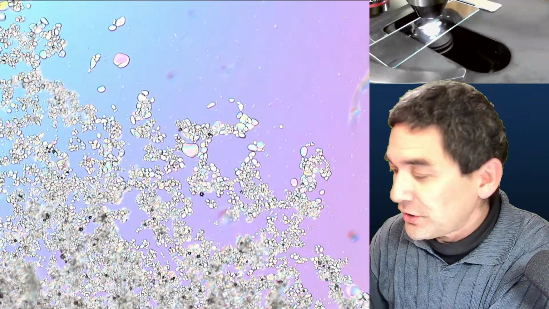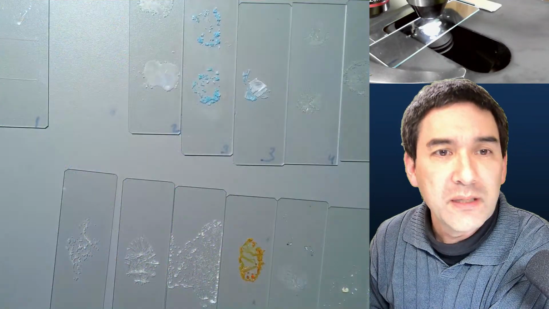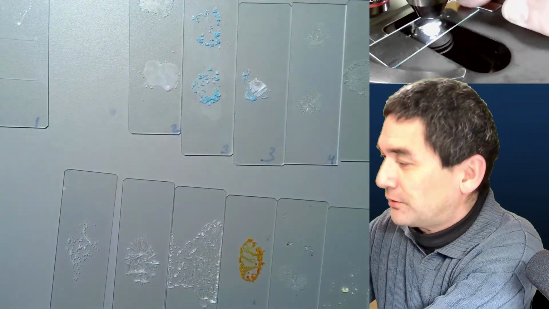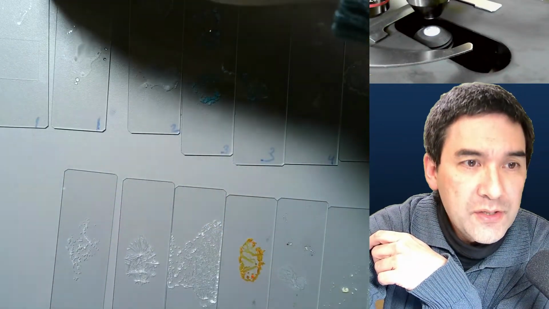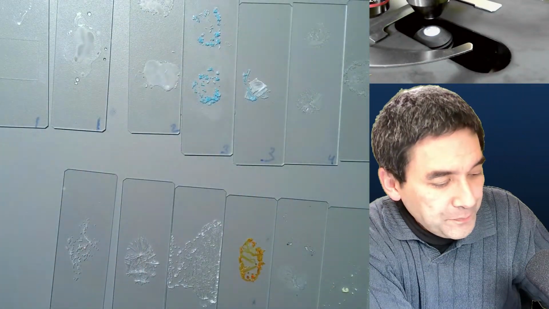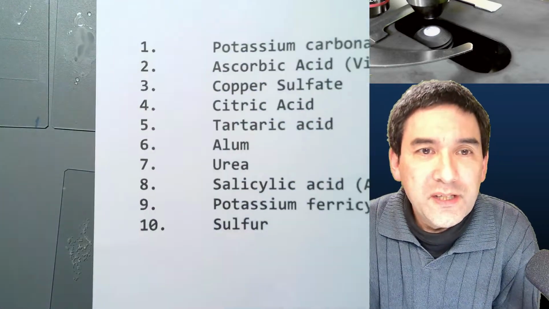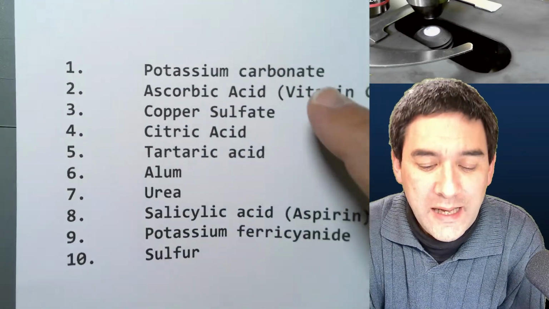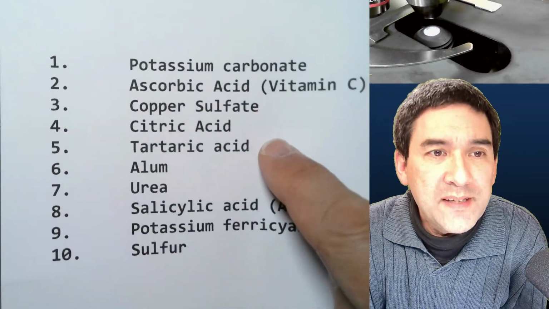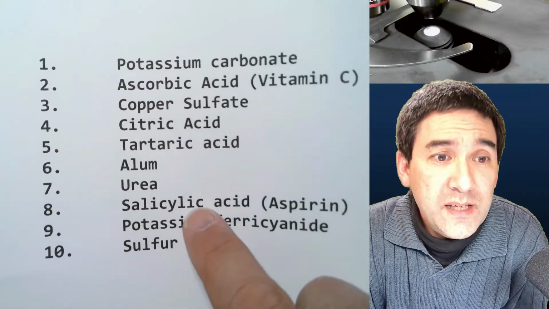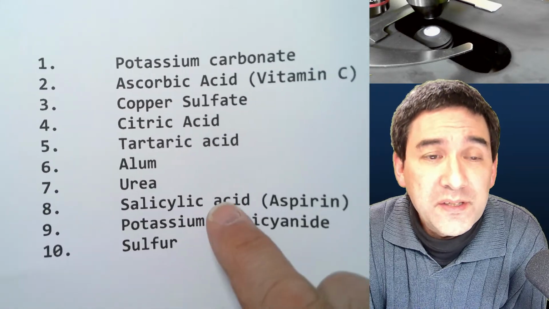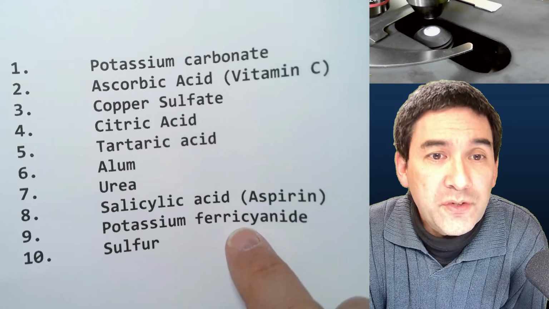What I'm going to do first, however, is run you through some of the substances that I actually have got. Let me remove this slide here, and you can see numbered slides here. These are the substances: potassium carbonate, ascorbic acid, copper sulfate, citric acid, tartaric acid, alum, which is aluminum sulfate, urea, salicylic acid, which is the substance in aspirin, potassium ferricyanide.